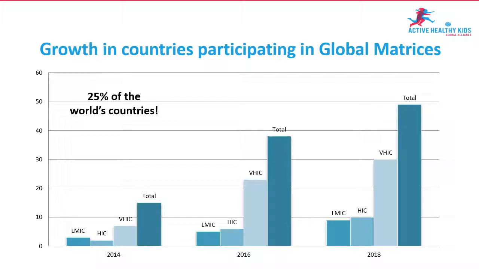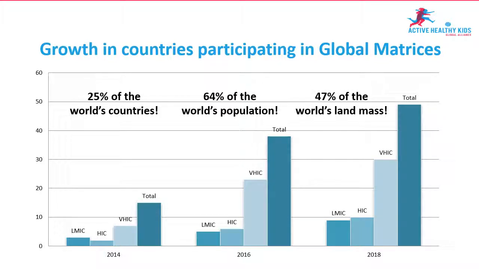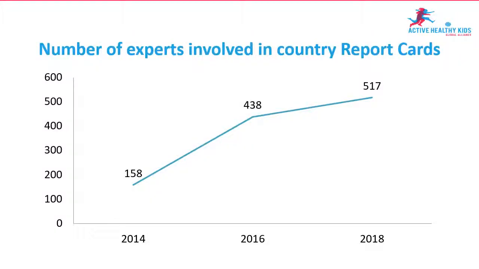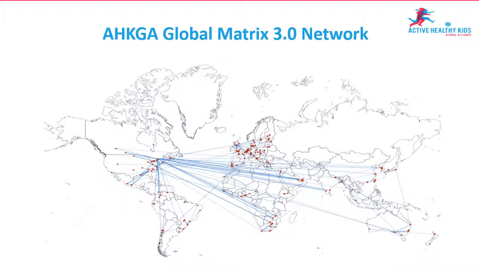This represents 25% of the world's countries, 64% of the world's population, and 47% of the world's land mass. You can also see the increase in the number of experts involved and participating in the global matrices, which is now numbering over 500 key leaders from around the world. This is a schematic of the Global Matrix 3.0 network, and you can see how we're touching almost all areas of the world and interconnecting people for potential collaboration, potential cross-fertilization, the potential to learn from one another.